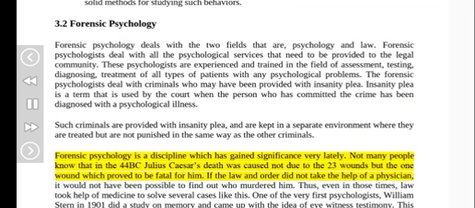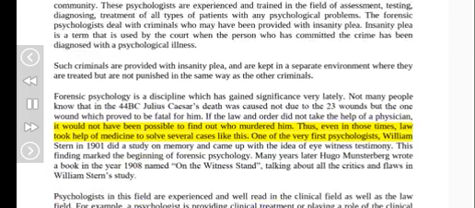Not many people know that in 44 BC Julius Caesar's death was caused not by the 23 wounds but by the one wound which proved to be fatal for him. If the law and order did not take the help of a physician, it would not have been possible to find out who murdered him. Thus, even in those times, law took help of medicine to solve several cases like this.